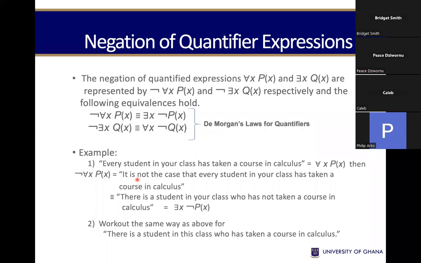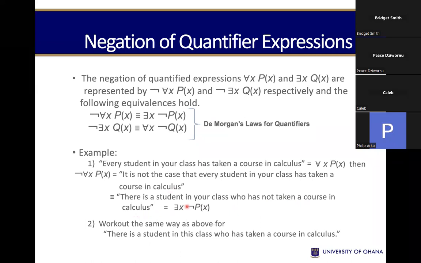I repeat that. It is not the case that every student in this class has taken a course in calculus. Meaning that when I go through all the students, there's a likelihood that it's not everyone, meaning that there can be some students who have taken a course, some who have not taken. That's the meaning. So once I have that negation established, it is not the case that every student in your class has taken a course in calculus. It means that when I scan through, I might get to one particular student who has taken a course in calculus. That's why we're saying that there is a student in your class who has not taken a course in calculus. Or there can be a student who has taken or who has not taken.